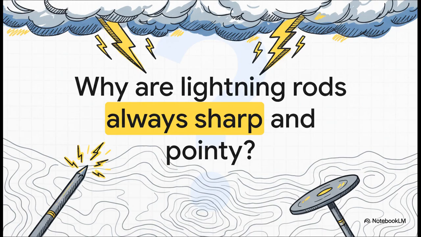Let's start with a classic puzzle. Why aren't lightning rods big flat squares or giant spheres? Why are they always so sharp and pointy? The answer is hiding in the shape of our electric landscape.